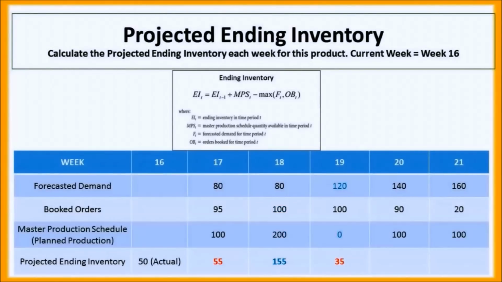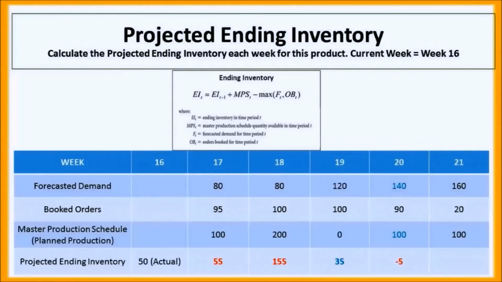Next for week 19. So in week 19, we take the ending inventory for the previous week, that's 155, plus the amount that we have scheduled in the master production schedule, which is 0 for this particular week, minus the maximum of either the forecasted demand or the booked orders. In this case, the forecasted demand is bigger than the booked orders, so that's the number that we will use. So the ending inventory in week 19 is 155 plus 0 minus 120. It gives us 35.